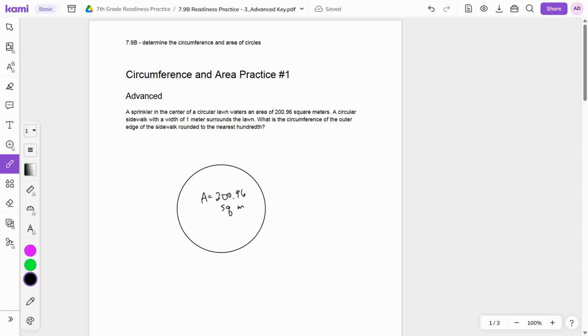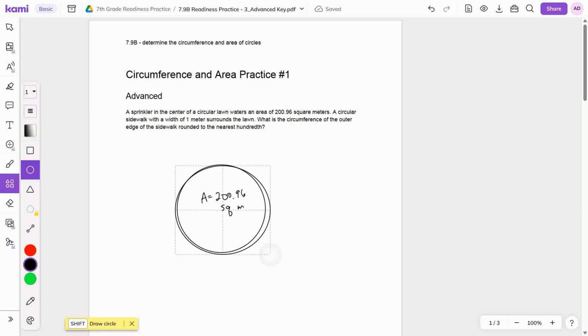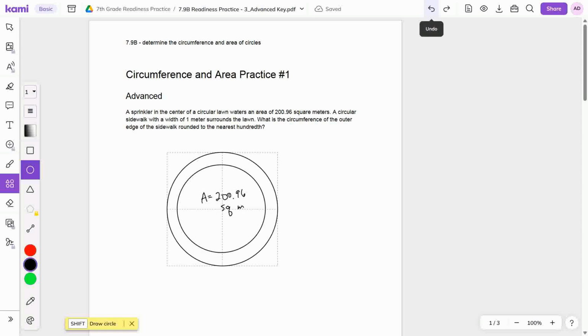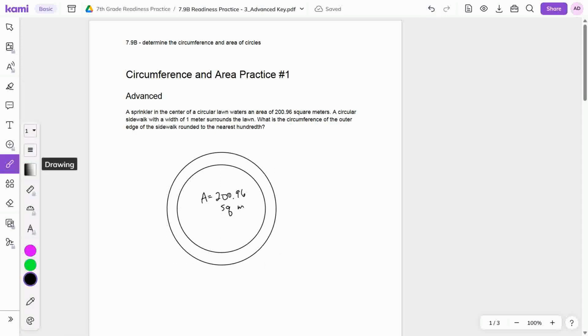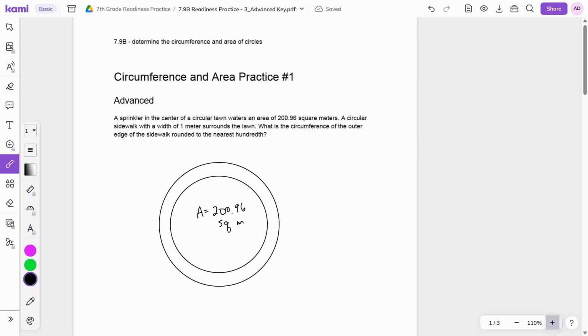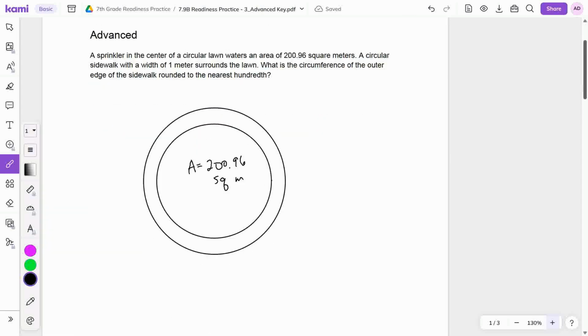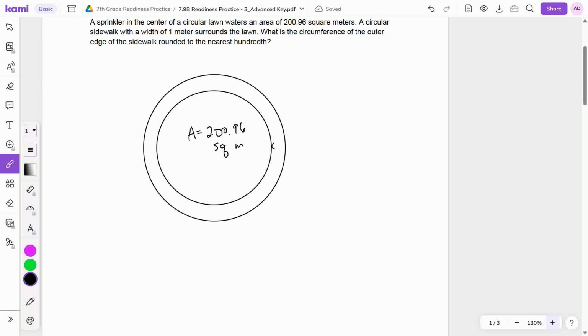All right, so let's see if we can draw a sidewalk around there and get it close to looking like it's uniform here. All right, so that needs to be a little bit bigger up there. So there we go. That's going to have to be close enough. Now, what we do know is it's got a width of 1 meter. All right, so I'm going to zoom in a little bit here. Let's say that is going to be 1 meter.